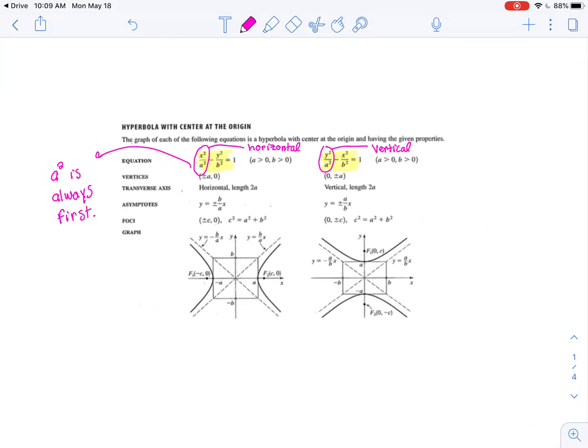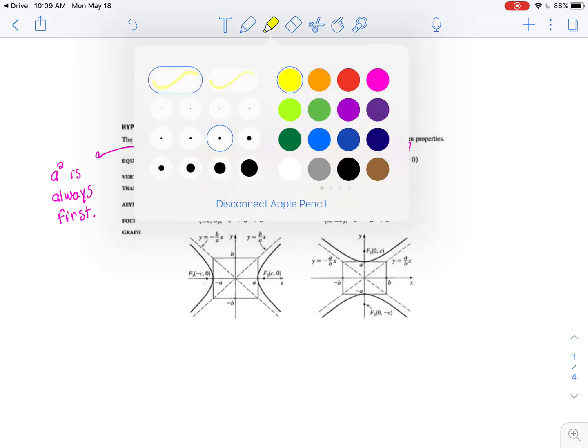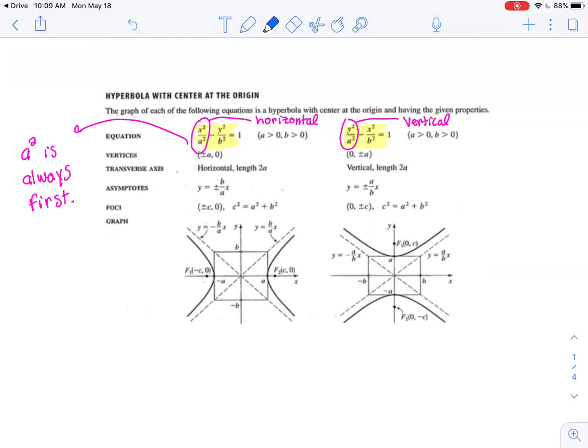You'll notice that in the graphs down here, we have these asymptotes, the dashed lines. The asymptotes help us see how our curves open. We open our curves following those asymptotes, and our curves will never cross them. The asymptotes have this equation: if I'm horizontal, it's y equals plus or minus b over a x. And if I'm vertical, it's y equals plus or minus a over b x. We'll talk more about the asymptotes as we graph them.